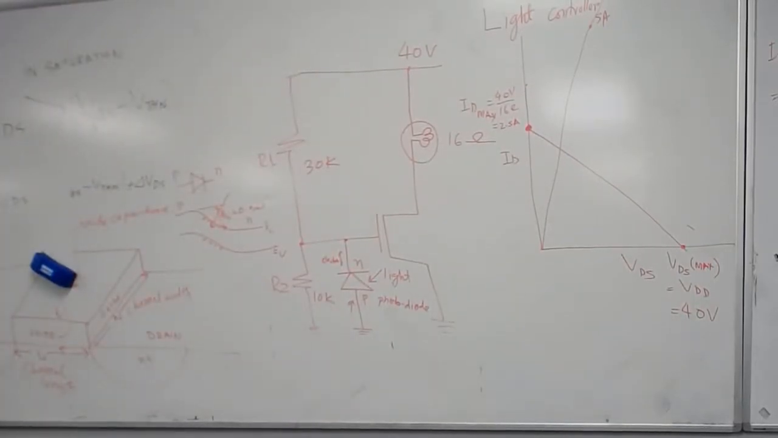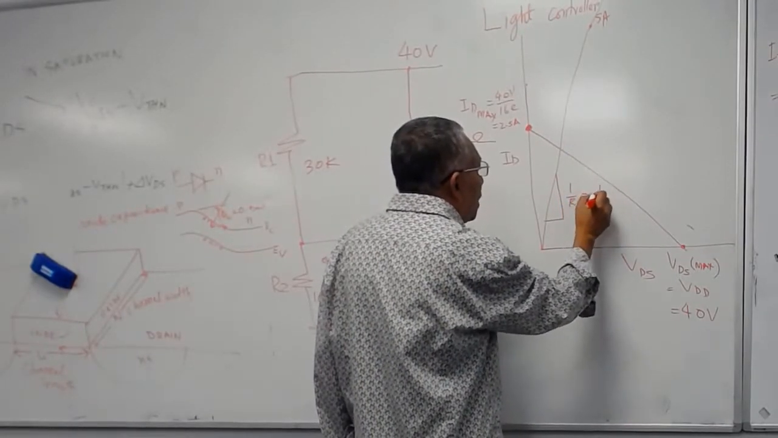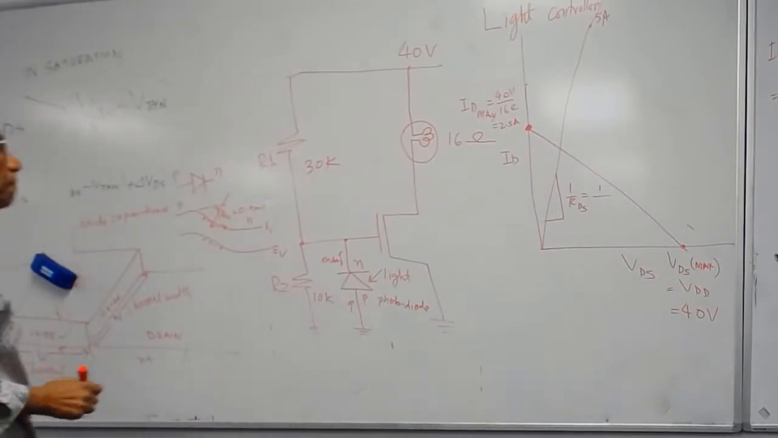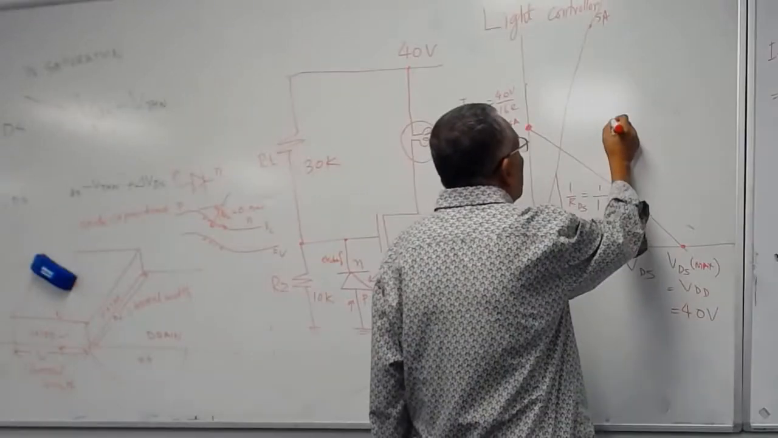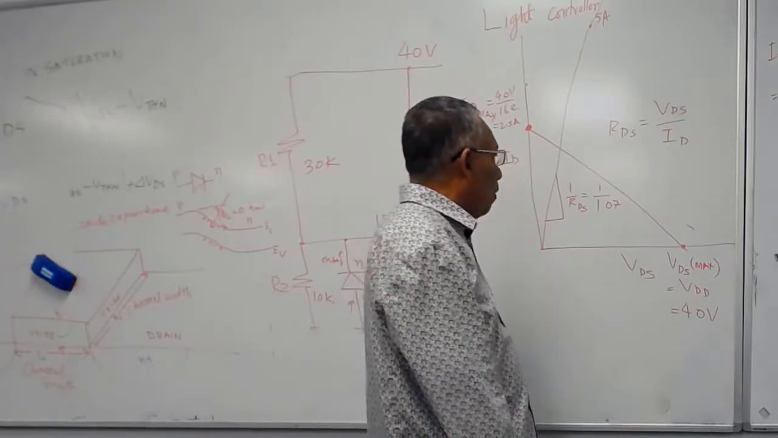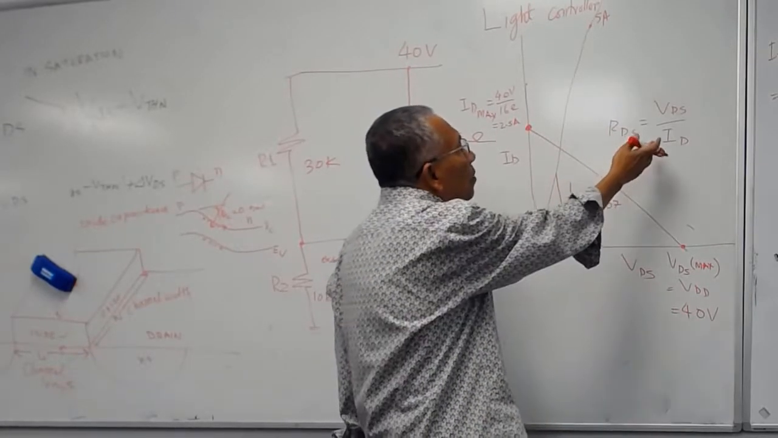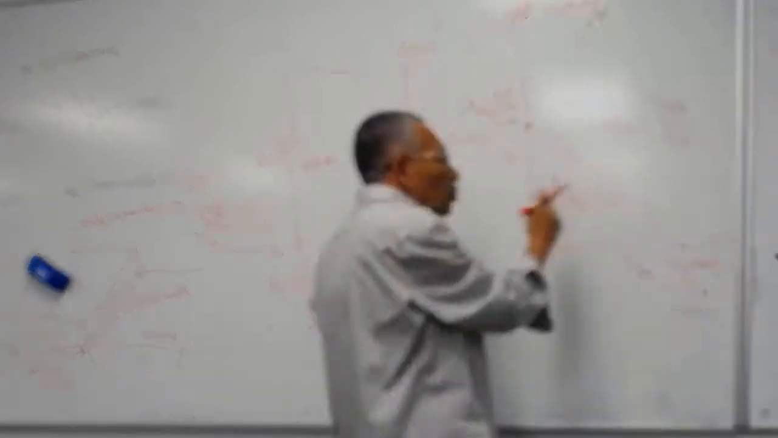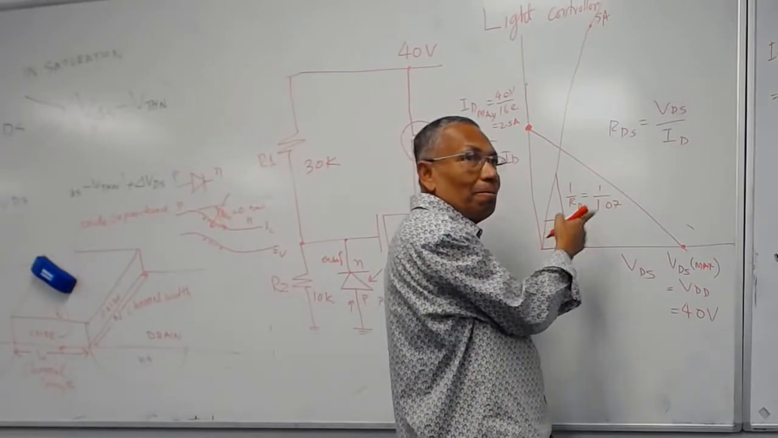And it also gives you RDS, 1.07. So RDS is what? RDS is this slope. This is your RDS. 1 upon RDS equal to 1 divided by 1.07. So you know the slope of this line because it is given there. RDS is equal to VDS divided by ID. Because the ID is here, VDS is here, you just reverse it, and you have ID by VDS equal to 1 upon RDS equal to 1 upon 1.07. What is the unit of this thing? Mho, exactly. Never forget the mho.